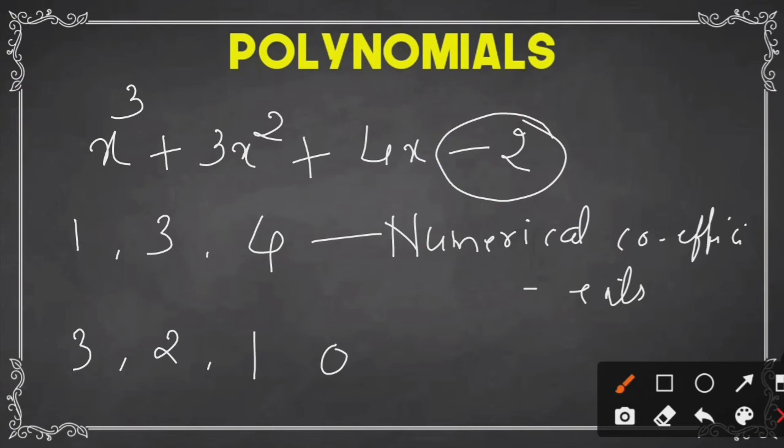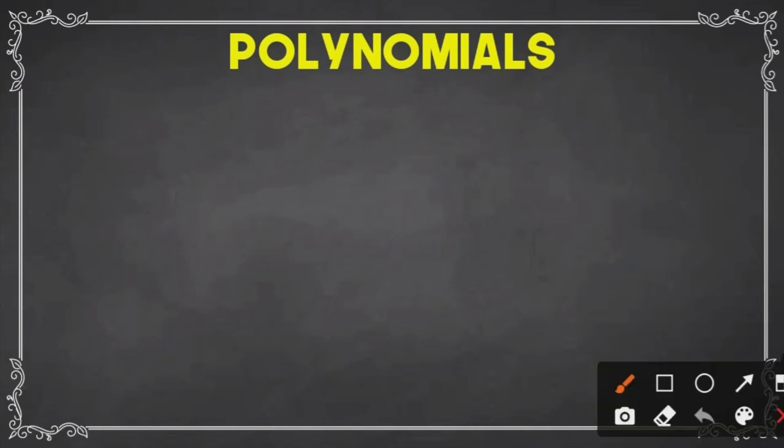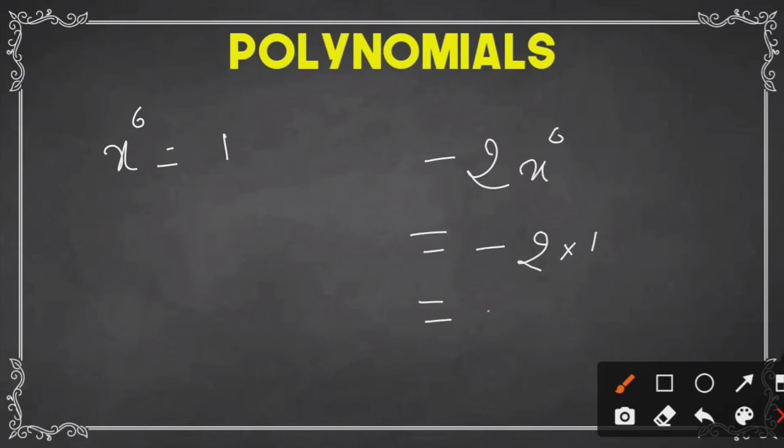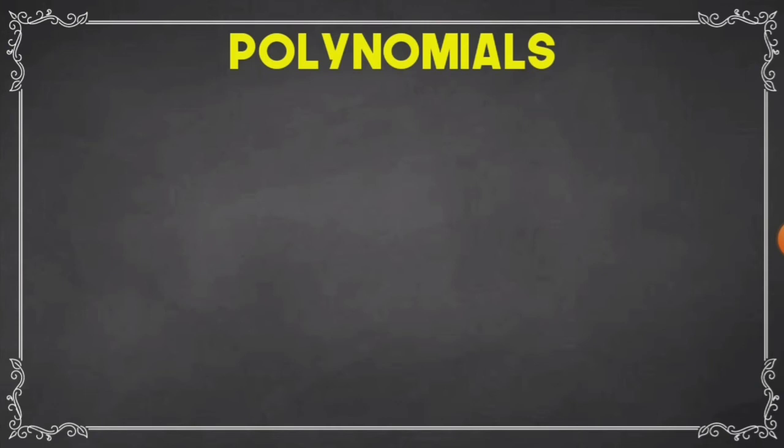Why is the power of x 0 here? You know that x to the power 0 is always 1. So, minus 2 is nothing but minus 2 into x to the power 0, which is minus 2 into 1, that is minus 2 only. You have already learnt this, so remember that x to the power 0 is 1. And minus 2 is called a zero polynomial. Later you will learn more about that. Now, what is the conclusion? Polynomials contain a variable, and that variable has a power that is a whole number. Such expressions are called polynomials. I hope you understood now.